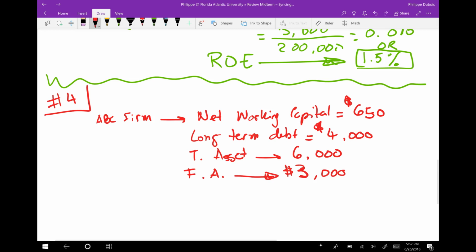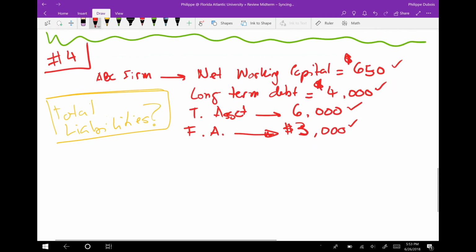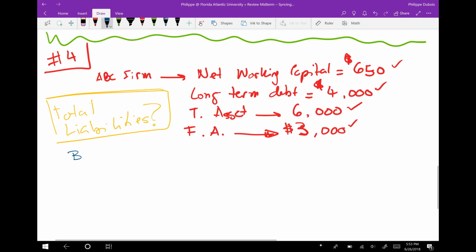All right, so the question is, you have your net working capital, you have your long-term debt, you have your total asset, you have your fixed asset. The question asks you, what is the total liability? So you have to compute for total liability. What is your total liabilities for this example? Well, first thing we want to think about is, total liability, which financial statement is that going to be found on? Well, total liability will be on your balance sheet, right? Liability and assets are on your balance sheet. They're both balance sheet items.